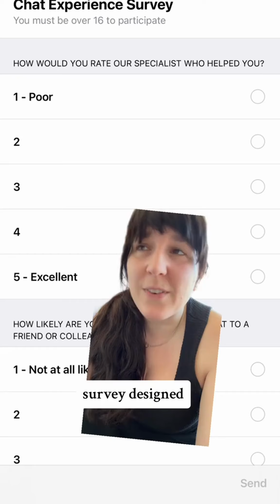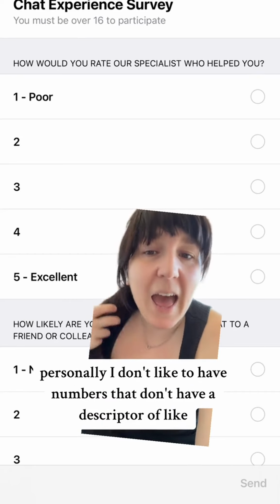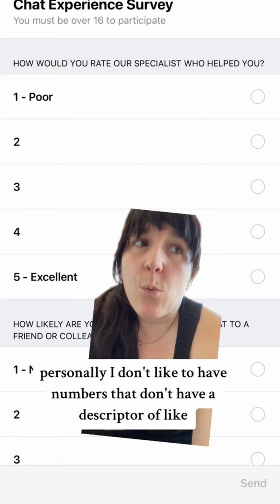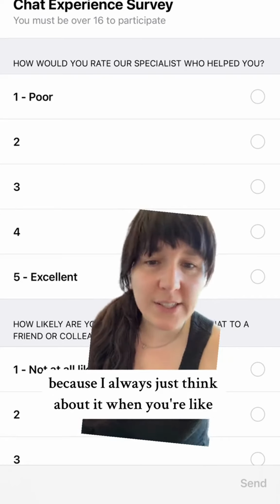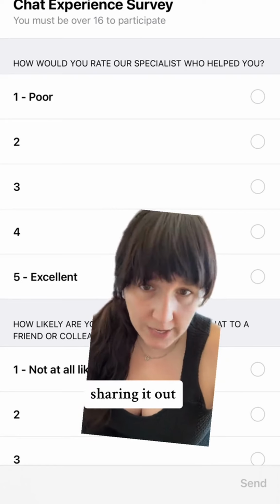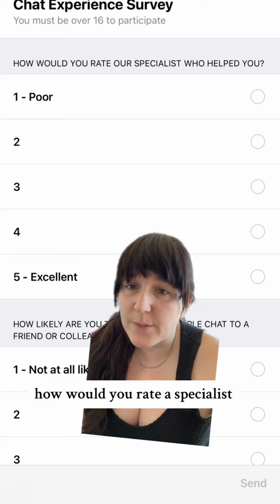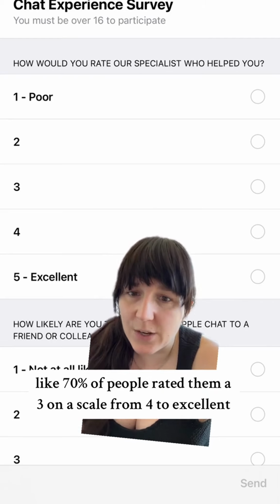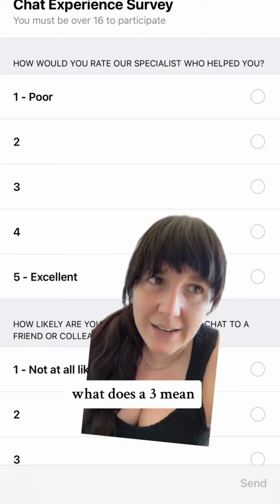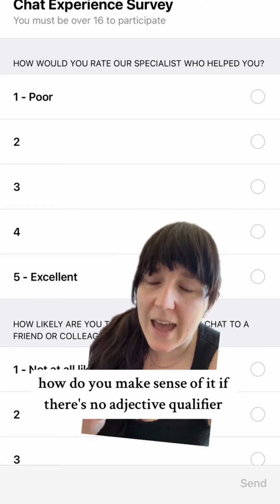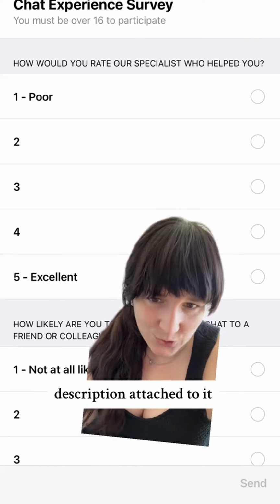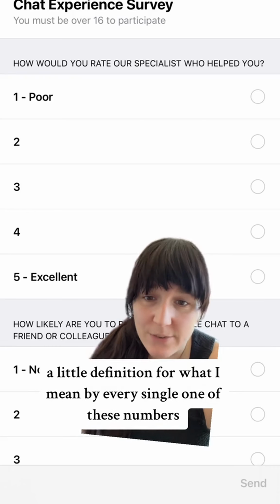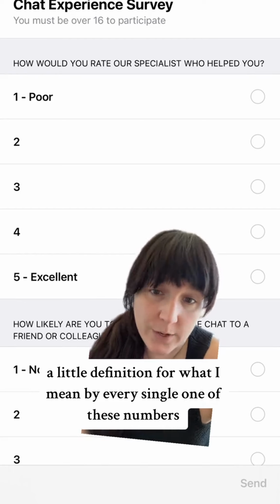First things first, survey design, there are conflicting opinions on it, right? Personally, I don't like to have numbers that don't have a descriptor of what that number means, because I always just think about it when you're reporting it, sharing it out, using it to make decisions. How would you rate a specialist? Like 70% of people rated them a 3 on a scale from poor to excellent. What does that mean? What does a 3 mean? How do you make sense of it if there's no adjective, qualifier, description attached to it? Personally, I don't think you really can, so I would much rather have a little definition for what I mean by every single one of these numbers.